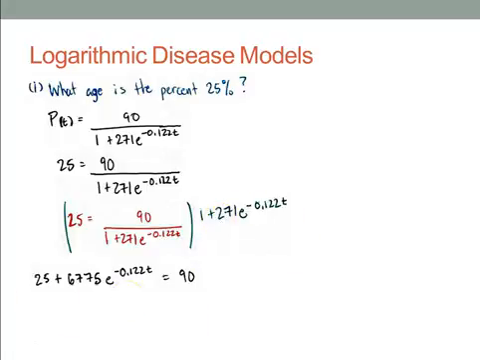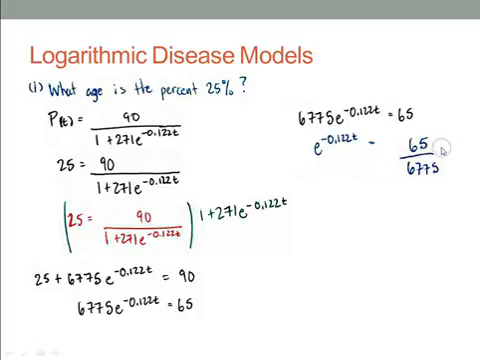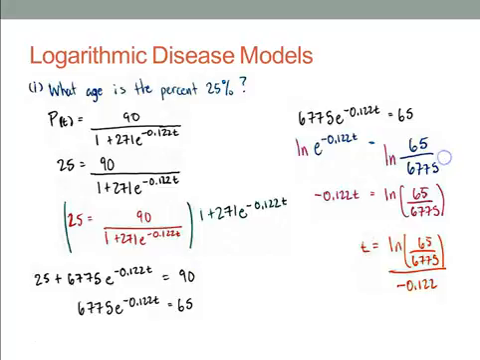All right, so now I can actually start isolating for the variable, which is in the exponent of e. All right, so let's isolate e. So I'm going to subtract 25 from each side, leaving you 65 over here on the right-hand side. I'm going to divide by 6775. And of course, if all I'm left with is e to an exponent, I can take the natural log of both sides. And after I've taken the natural log of both sides, I can just divide to find how much time. That's 38 years old.